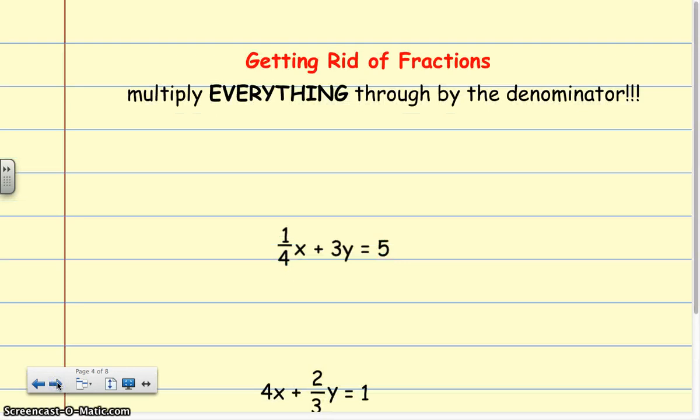Alright, next line. Getting rid of fractions. We need to multiply everything. Look at, I'm dramatic. Everything through by the denominator. So to get rid of a fraction, you multiply through by that denominator.